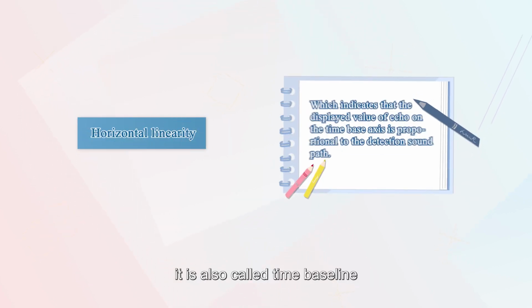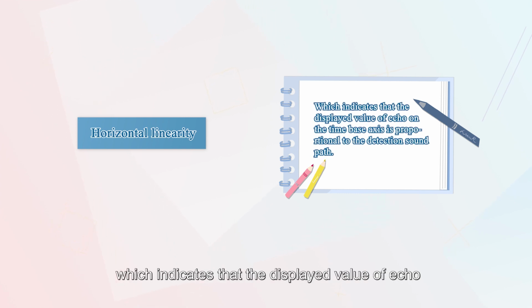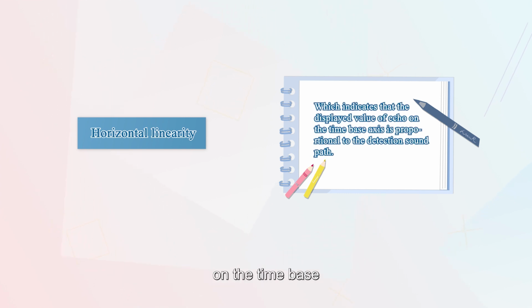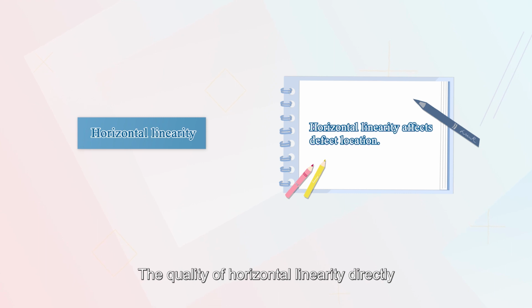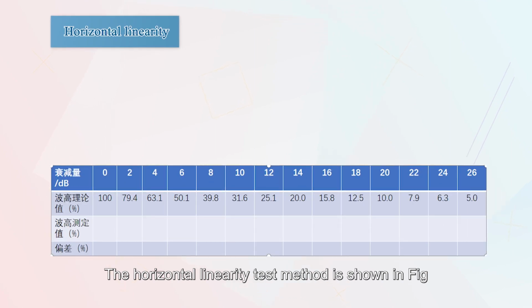Horizontal linearity. It is also called time baseline, which indicates that the display value of echo on the time axis is proportional to the detection sound path. The quality of horizontal linearity directly affects the accuracy of defect location. The horizontal linearity test method is shown in the figure.